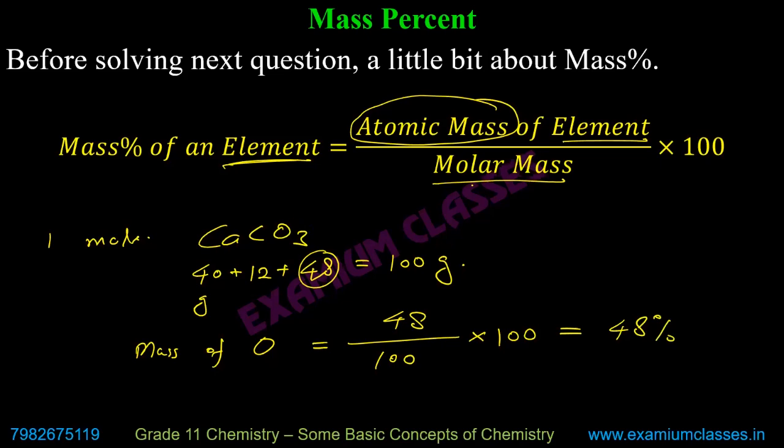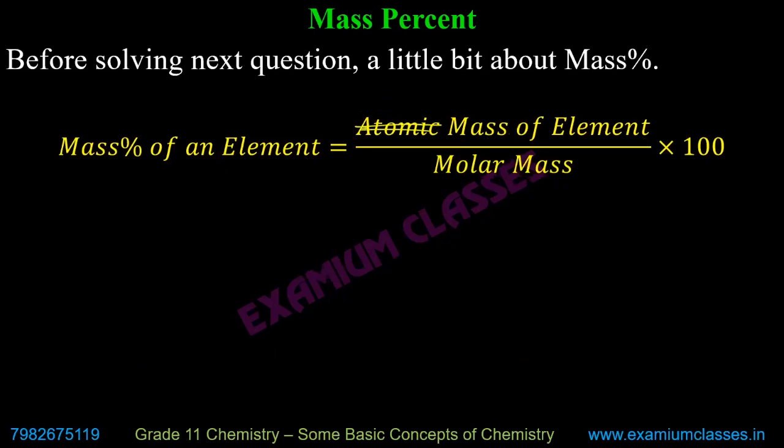So whatever mass is of that element, that will be in the numerator, total will be in the denominator, and you will convert that to percentage by multiplying it by 100. So you can very well write molar mass here, because for elements, atomic mass is actually molar mass. Molar mass does not mean molecular mass. Molar mass means mass of 1 mole, whether moles are in terms of atoms or molecules, that is a different thing. Molar mass means mass of 1 mole. So you can very well write like this.